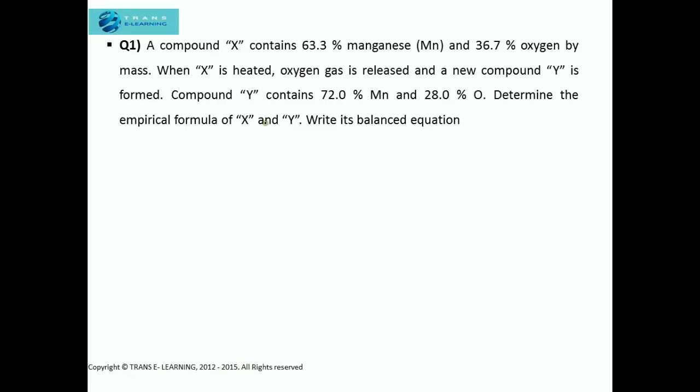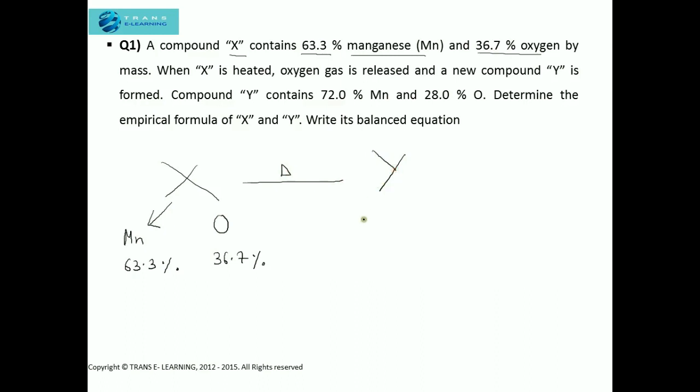The first question. A compound X contains 63.3% manganese and 36.7% oxygen. So here we have a compound X which consists of manganese, that is 63.3%, and oxygen, that is 36.7% by mass. When X is heated, oxygen gas is released and a new compound Y is formed. The compound Y contains manganese 72% and oxygen 28% by mass.